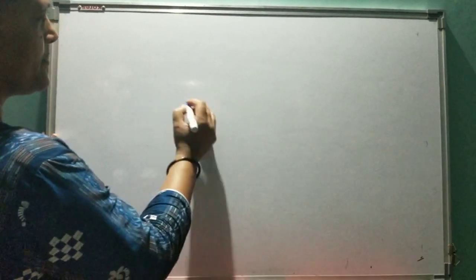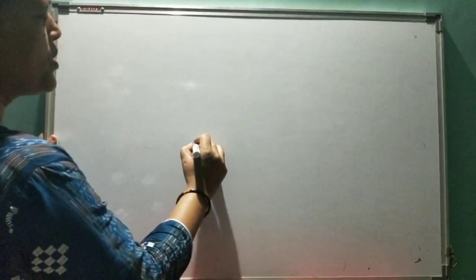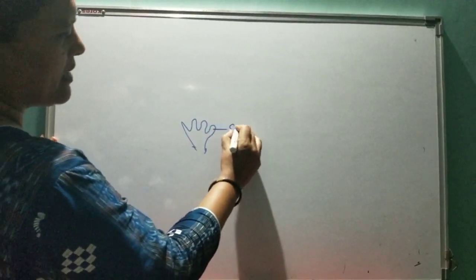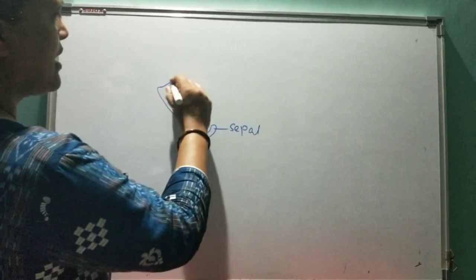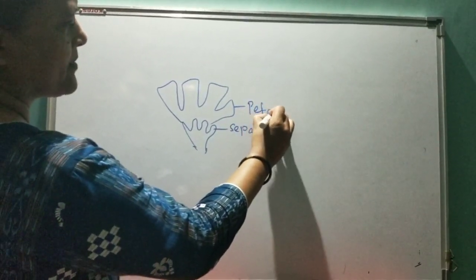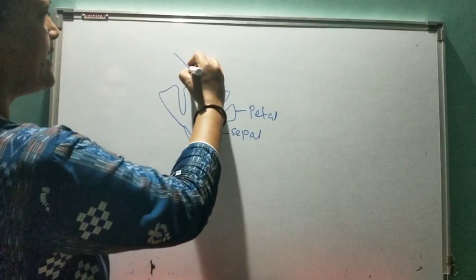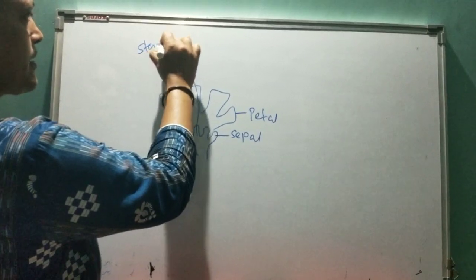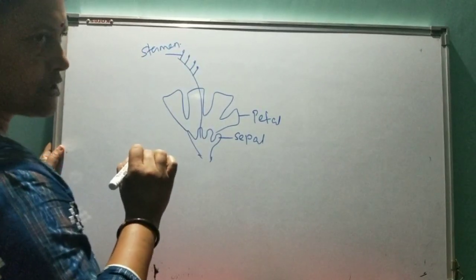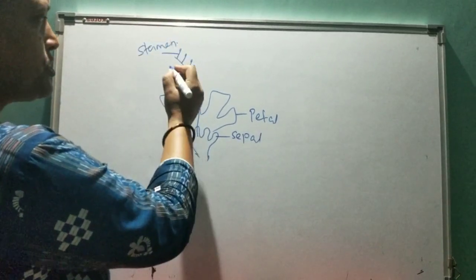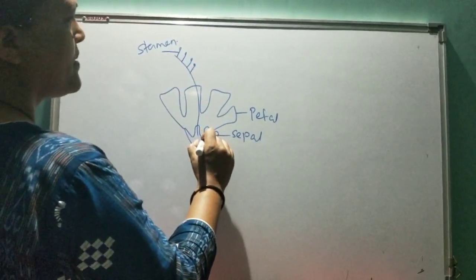Now look at the structure of a flower. It has four parts. One is the calyx, each part of which is called a sepal; the corolla, each part is called a petal; and the androecium, each part is called a stamen. It is the male part. Today we will study this male part, the androecium, and then the gynoecium.